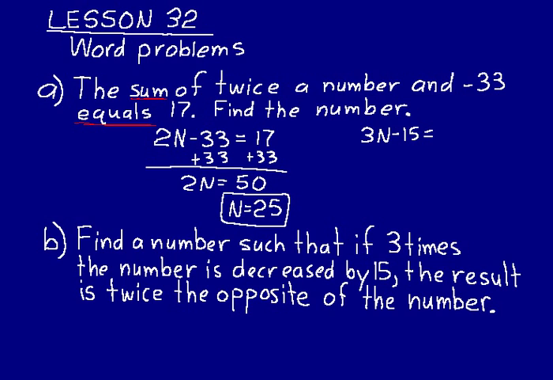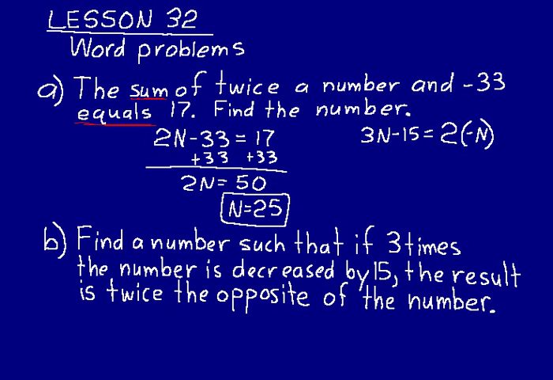So the result is twice the opposite of the number. So twice, that would be 2 times the opposite, so that would be 2 times minus n. So if this number is n, the opposite of the number would be minus n, because that's how opposites work, right? They're just negatives of each other. So now we have our algebraic equation here. Let's go ahead and solve it.